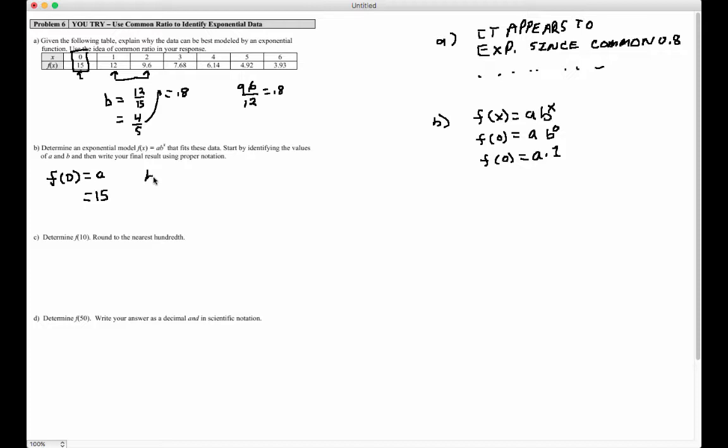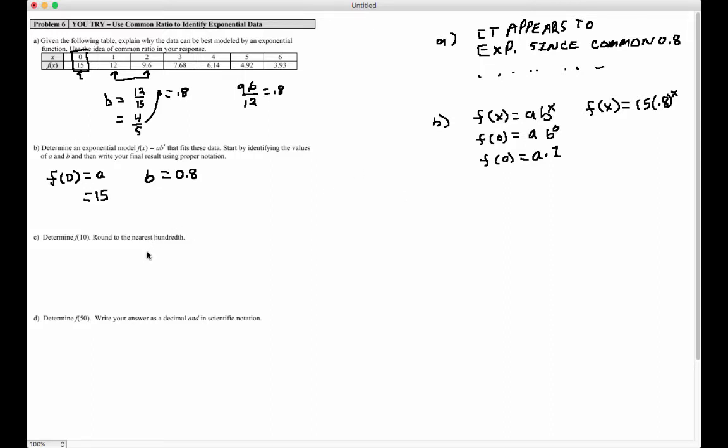Now what about b? Well, we just saw back in part A that b is equal to the common ratio. So the common ratio in our case is 0.8. So that tells us that f of x is equal to 15 times 0.8 raised to the x power. Cool. All right, so now we've got our model.